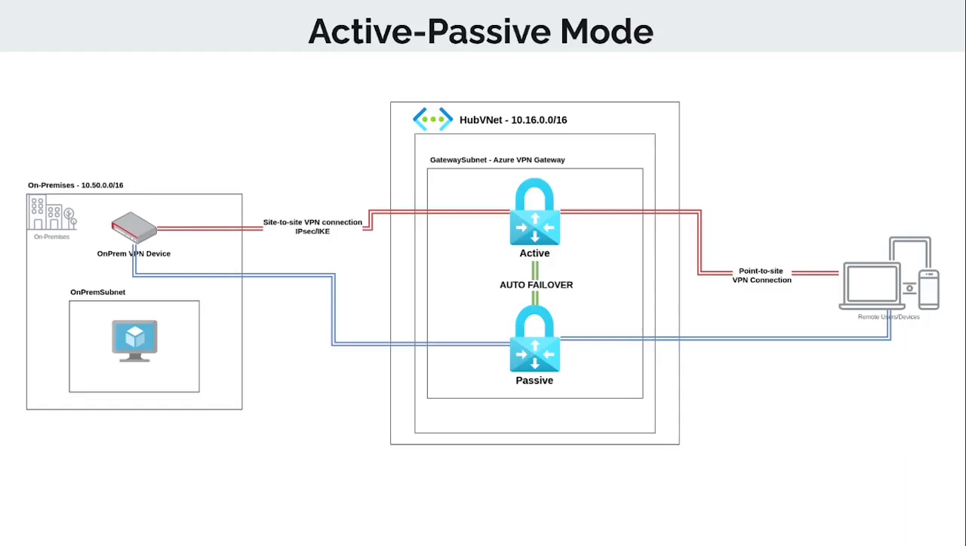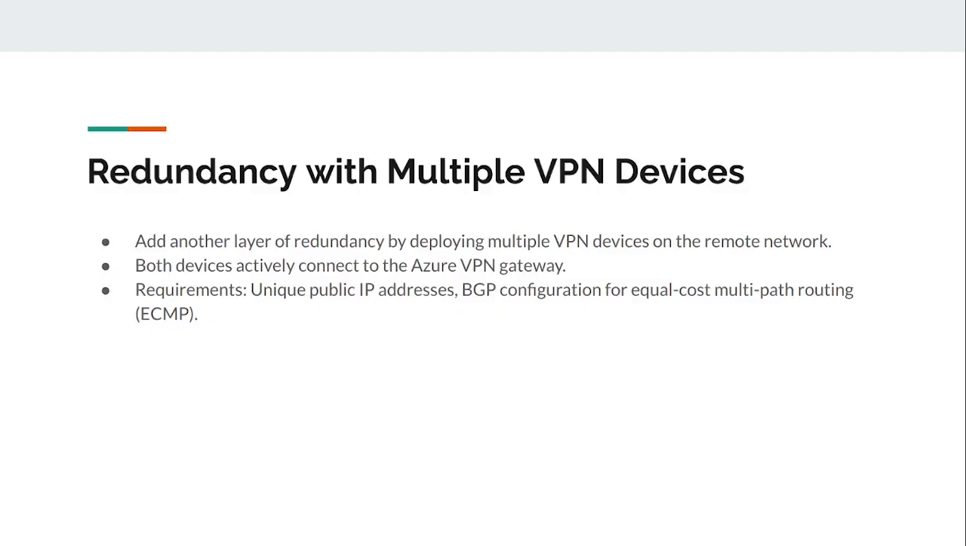Now you might be wondering, how do you increase reliability on the on-premises side? Well, you can introduce multiple VPN devices on your on-premises network to create redundancy. However, this configuration doesn't change Azure's failover behavior. It still operates as active passive on the Azure side.